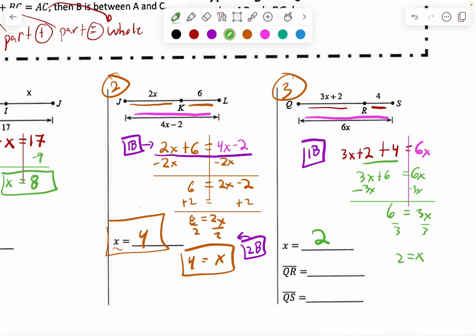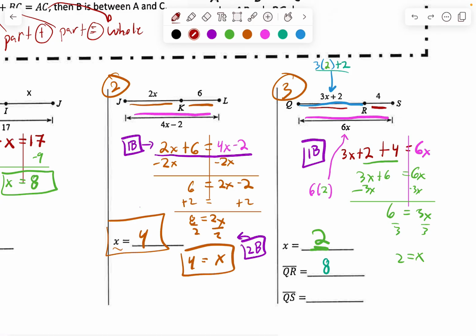Now, we have some other pieces to fill in. We have to get, I'm going to put in blue, QR, and we need to get the pink one as well, QS. So instead of doing 3x plus 2, I'll do 3 times 2. That 2 is coming from our answer here, right? So we're replacing that. Plus 2. So 3 times 2 plus 2 is going to be 8. You can do that in a calculator. I'll do the other one in pink. So in this one, I'm just going to do 6 times, and we said x is 2. So put that back. 6 times 2 is 12.